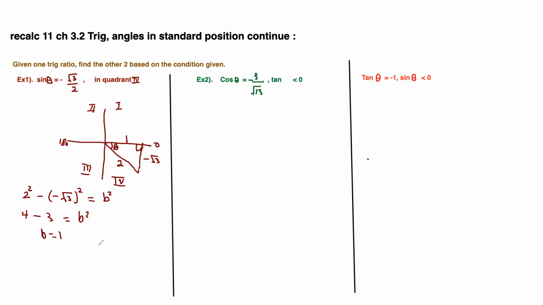Now the other 2 trig ratios that we have to find: I'm given the sine, so I want to find the cos. Cos theta would equal adjacent over hypotenuse, so adjacent is 1, hypotenuse is 2. Tan theta would equal opposite over adjacent, so negative √3 over 1, which is just negative √3. Opposite over adjacent. Next question.